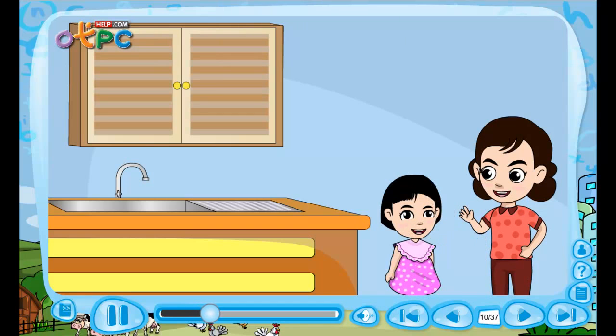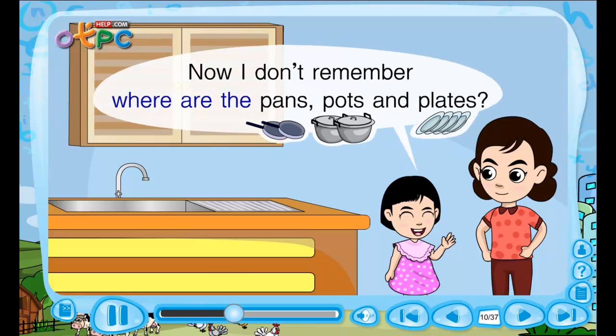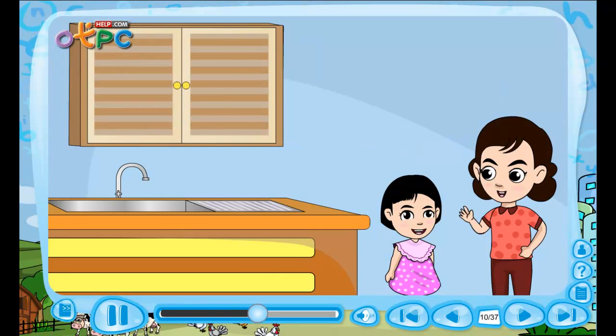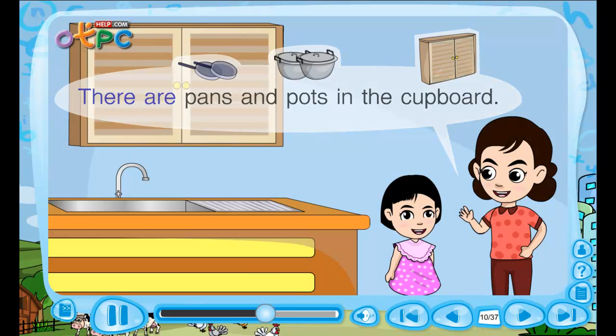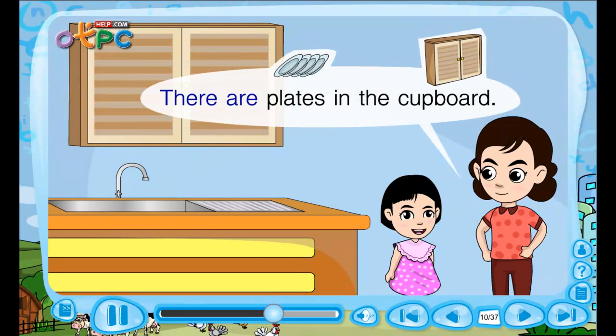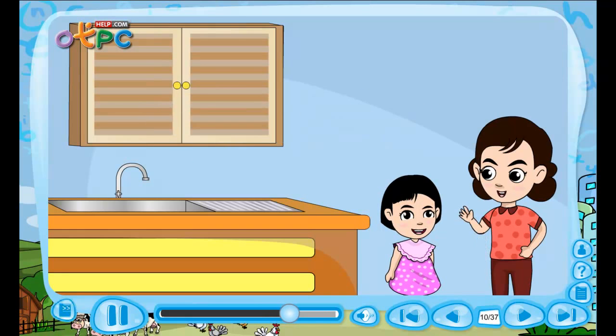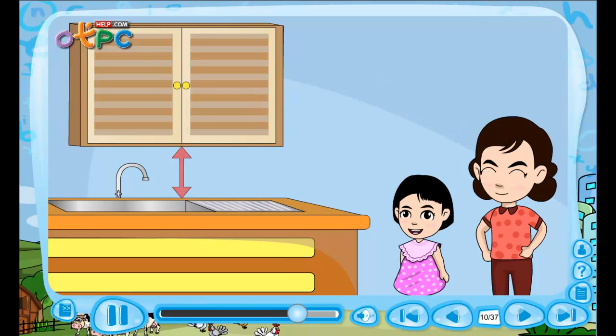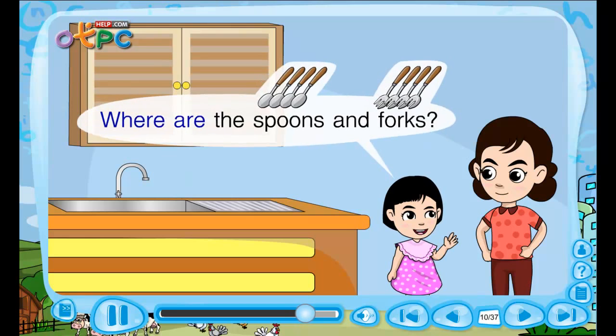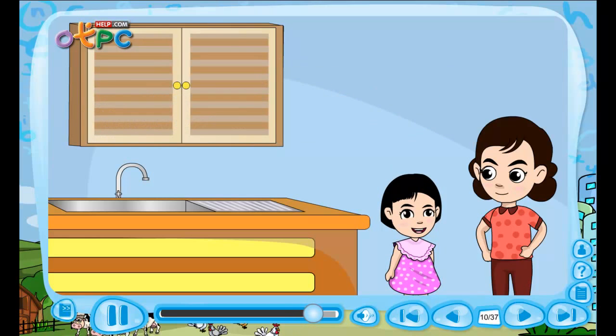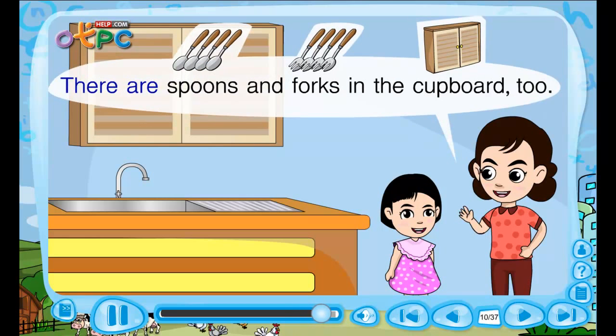Ploy, come see our new kitchen. Wow, it's beautiful. Now I don't remember where are the pans, pots and plates. There are pans and pots in the cupboard. There are plates in the cupboard. Where is the cupboard? It is near the sink. Where are the spoons and forks? There are spoons and forks in the cupboard too.